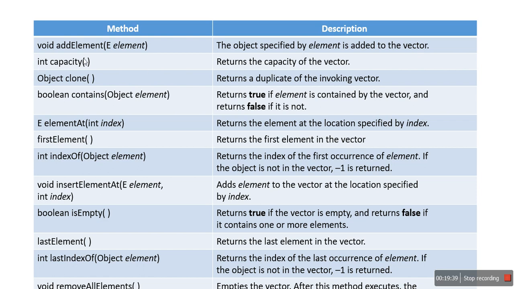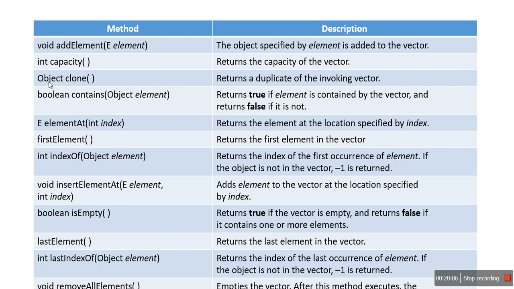Next is int capacity. The return type is integer. This capacity method returns the capacity of the vector. Capacity means the size of the vector. That is why the return type of this method is integer.